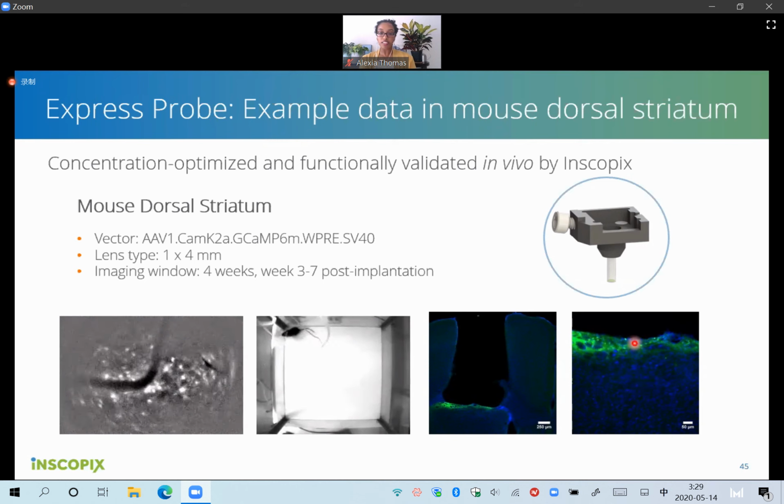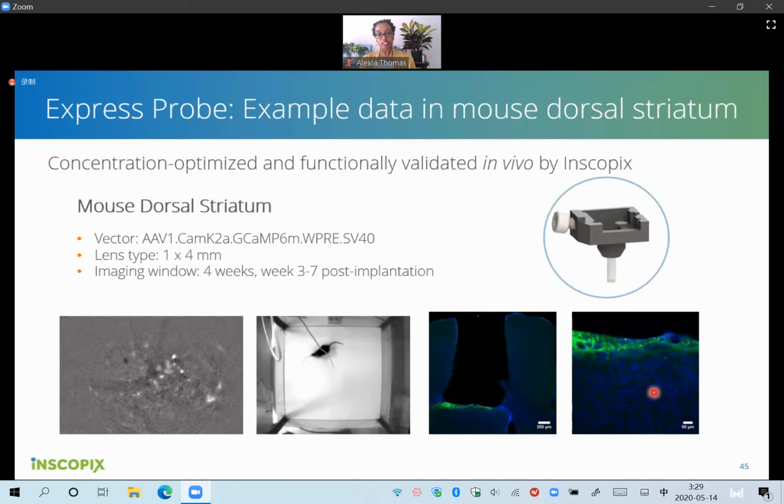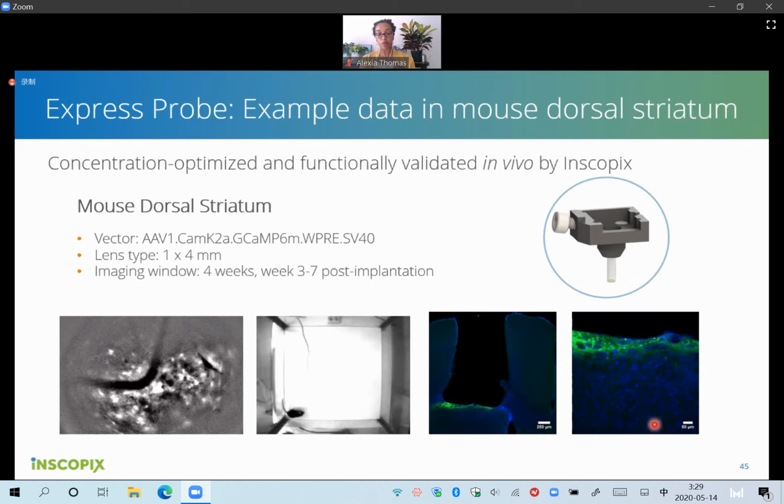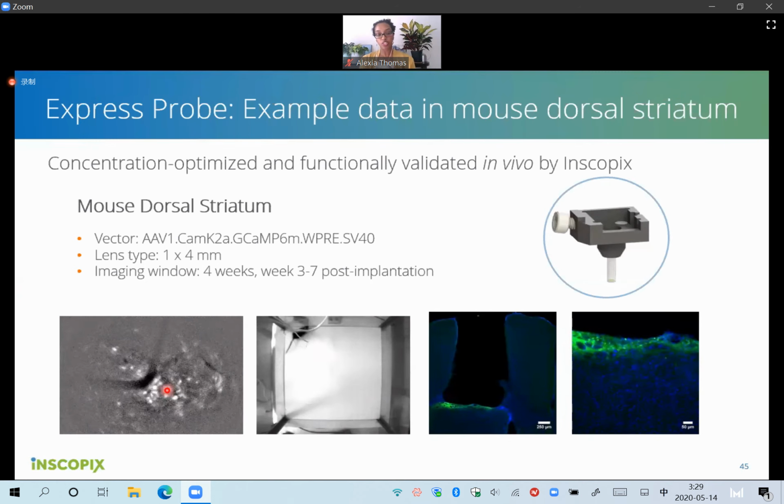But what's really neat about the Express probes is you end up really labeling just about 150, 200 microns of the area right below the lens. And what's been a positive beneficial effect to this is that you end up reducing your expression in the areas that are out of focus, which ends up revealing a better signal to noise ratio.